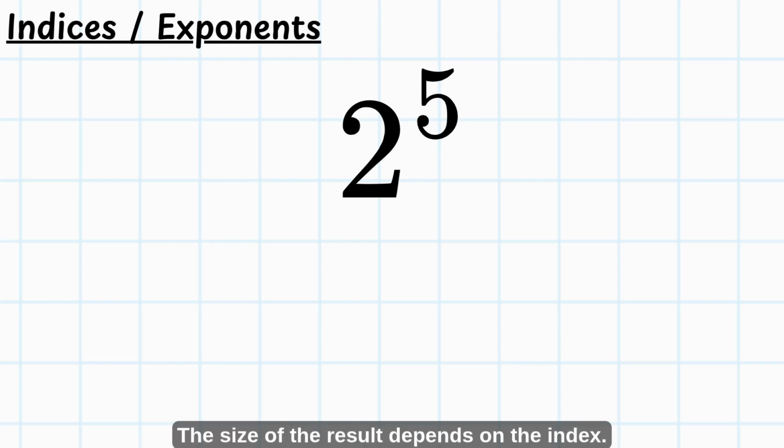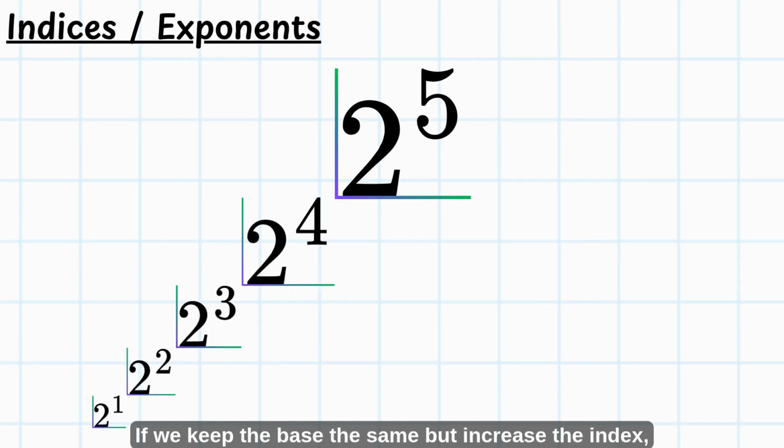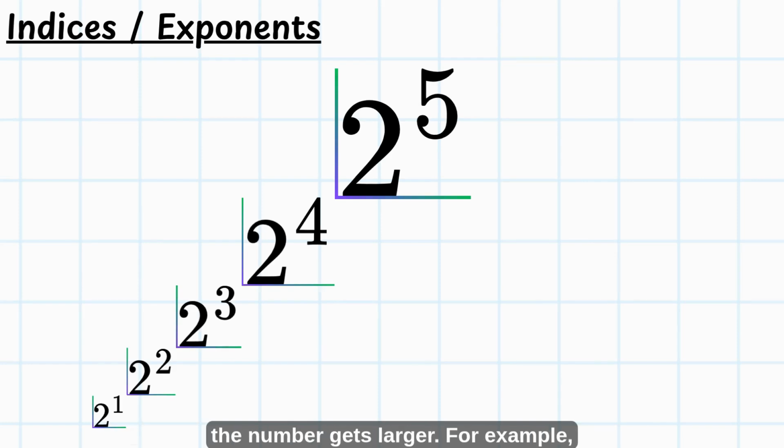The size of the result depends on the index. If we keep the base the same but increase the index, the number gets larger. For example, if we compare several terms with a base of 2, the one with the highest index, which is 5, will have the largest value.